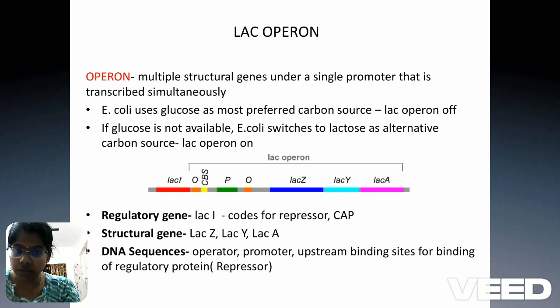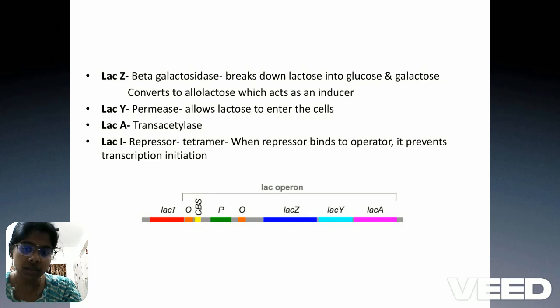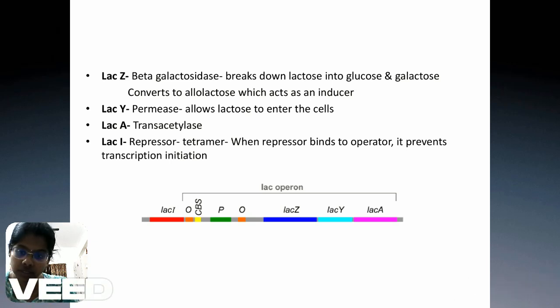So when glucose is present, lac operon is off. Whereas when glucose is absent and E. coli uses lactose, lac operon is on. So why is lac operon on only when lactose is present? Because lac Z, lac Y, lac A code for what enzymes? Lactose metabolizing enzymes. Lac Z codes for beta galactosidase, which breaks down lactose into glucose and galactose. Lac Y is a permease. Permease means creating pores in the cell so that lactose can enter into the cell of E. coli. Lac A is transacetylase. So these are lactose metabolizing enzymes.